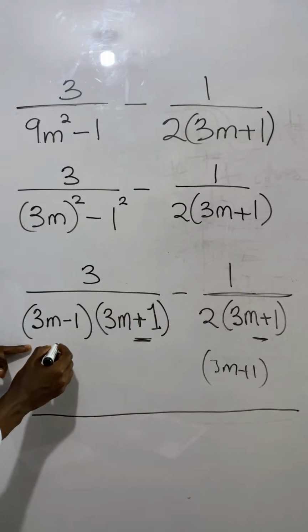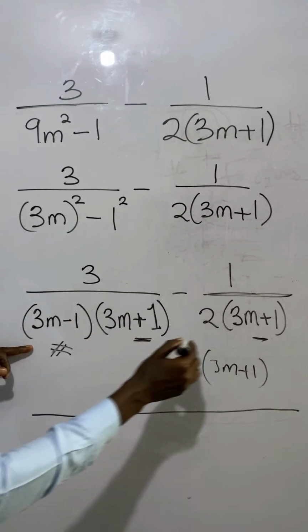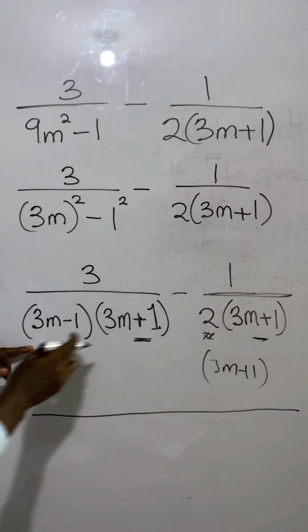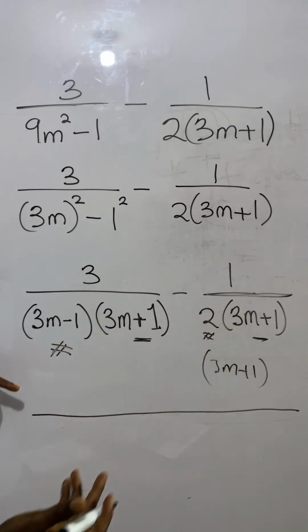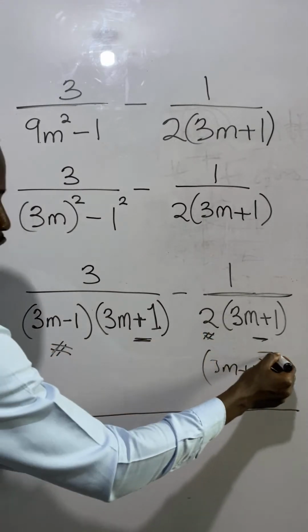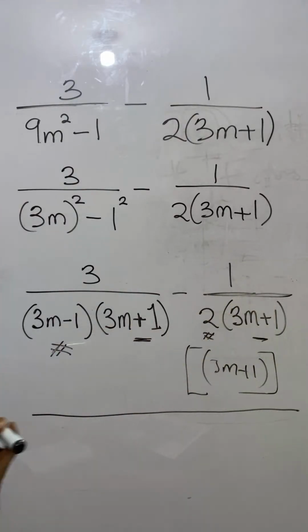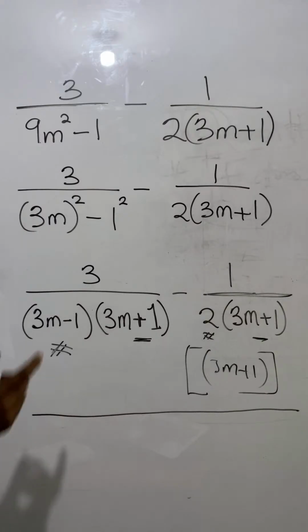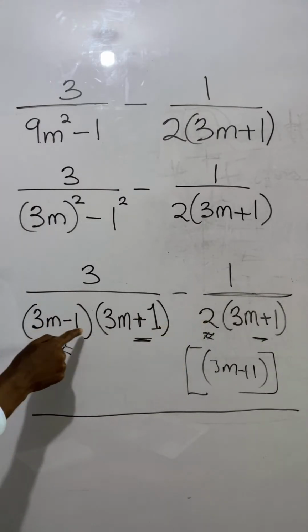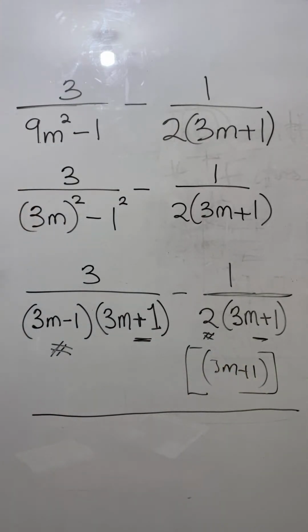After that, the ones that are not common, for example, 3m minus 1 and 2, this and this are present in the denominators, but they are not common to both sides. So you pick the common one and use it to multiply the remaining factors or the remaining denominators that are not common. So that would be 2 times 3m minus 1 times 3m plus 1. So that becomes our denominator.